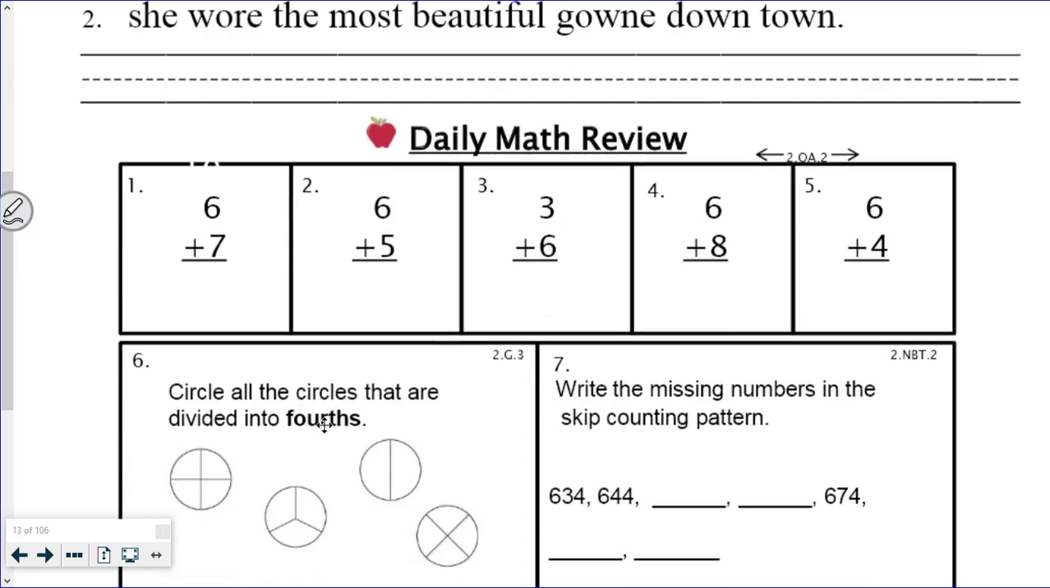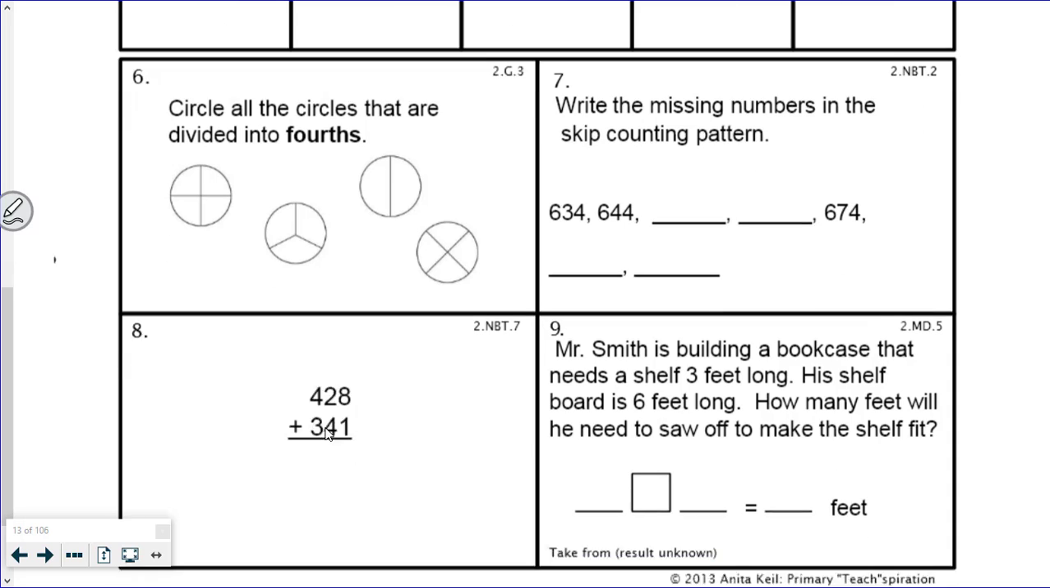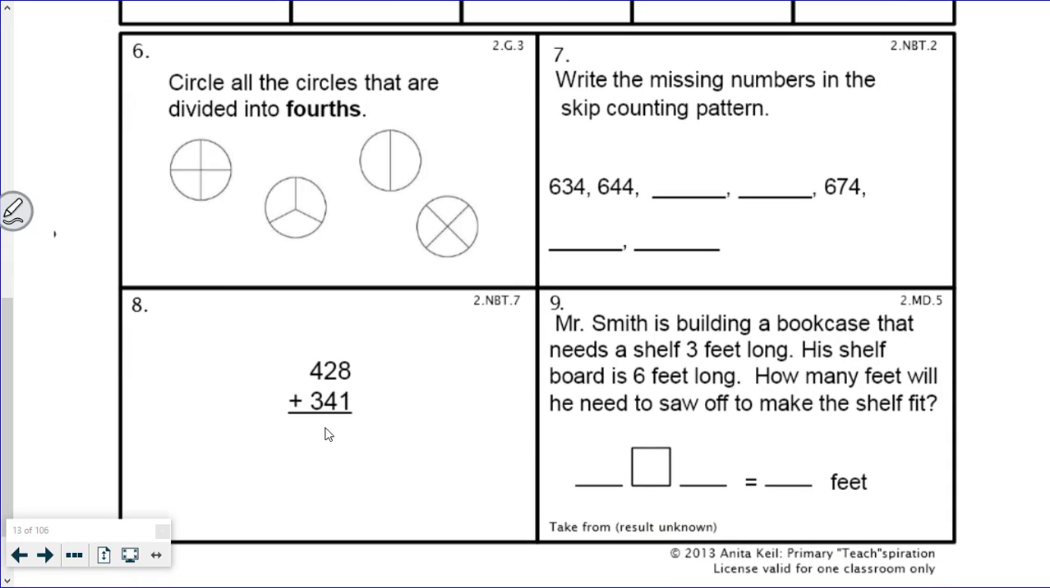Okay, going down, you know what to do on the daily math review. Number 6, circle all the circles that are divided into fourths. Fourths. Okay, pause your video, do number 6. Number 7, write the missing numbers in the skip counting pattern. So we have 634, 644, blank, blank, 674, blank, blank. Go ahead and fix those up. Pause your video.